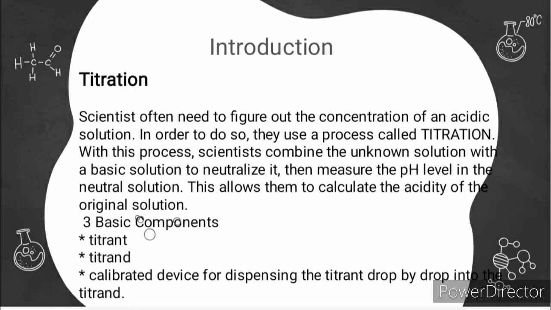So basically, acid-base titration is a way of determining how much acid or base is present in a solution. So its purpose is to determine an unknown concentration in a sample using an analytical method.